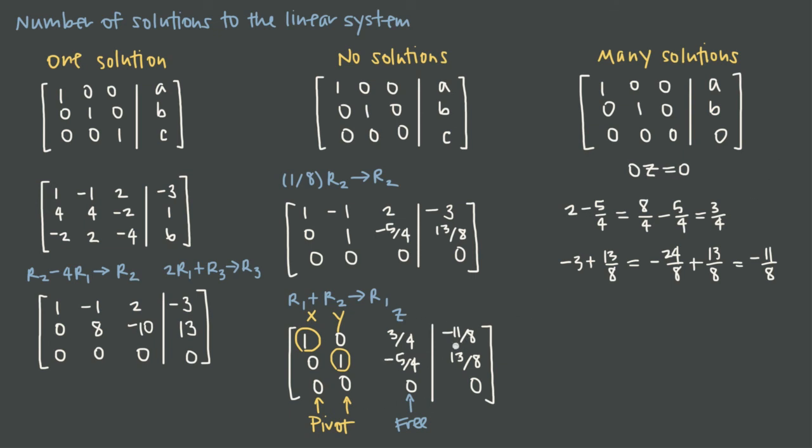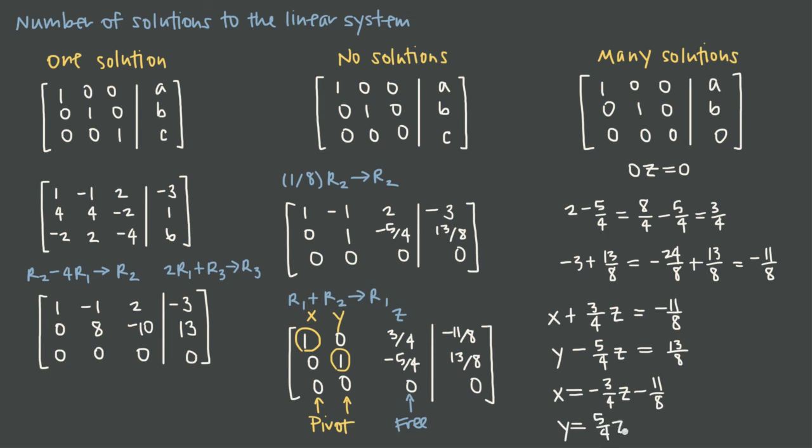And if we translate this matrix back into a linear system, notice that from the first row we would get 1x plus 0y plus 3/4 z is equal to -11/8. And from the second row, we would get 0x plus 1y, so y, minus 5/4 z is equal to 13/8. Notice then that I can solve both of these equations for x and y. In other words, I can solve for my pivot variables. So I can say x is equal to -3/4 z minus 11/8, and y is equal to 5/4 z plus 13/8.